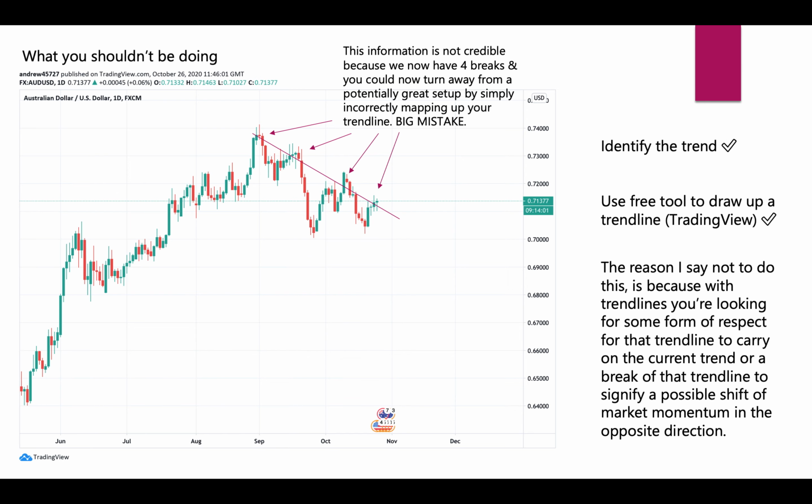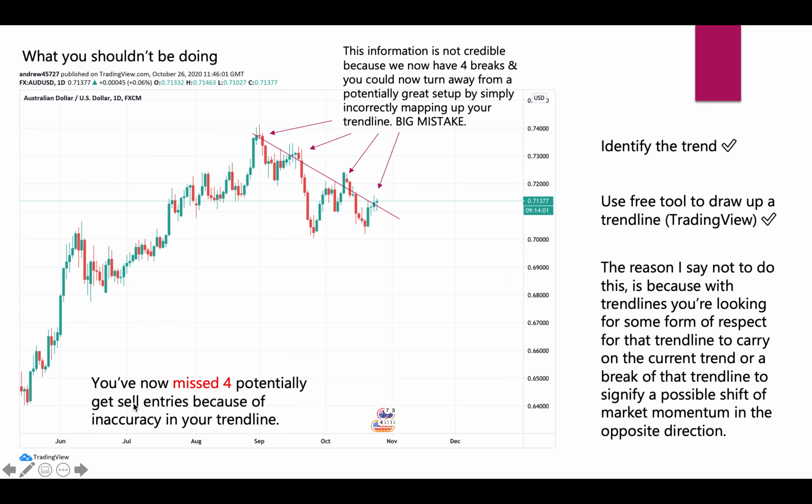So this information is not credible because we now have 4 breaks of our trend line, and you could possibly turn away from that market because you've seen 4 breaks, and a break of a trend line downs its credibility, just by not taking care of how you're drawing the trend line. Okay, it's a big mistake because at the end of the day, you've now missed 4 potential sell entries because of the inaccuracy of your trend line. Obviously, you want to make sure you're doing extra confluence, okay? But for the purpose of this video, we've got 1, 2, 3, 4 potential sells.